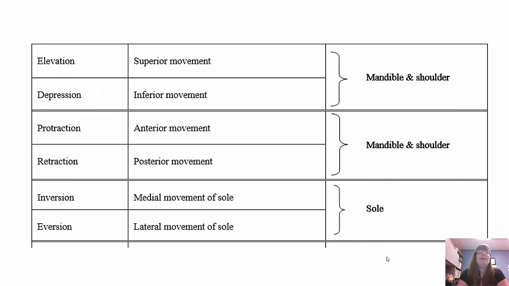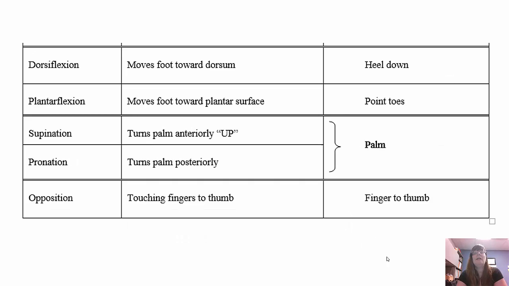Elevation is superior, depression inferior. Protraction is anterior, retraction is posterior. So you move your bottom jaw, your mandible out versus back. Inversion is the medial movement of the sole of your foot. Eversion is the lateral movement. Dorsiflexion moves the foot towards the dorsum. Plantar flexion moves the foot towards the plantar surface.